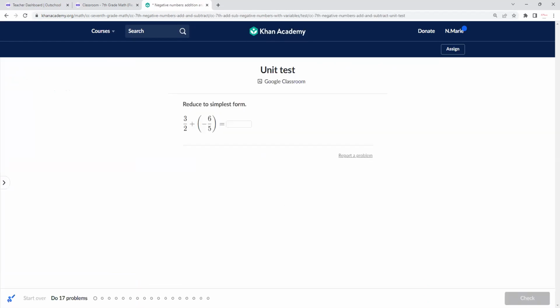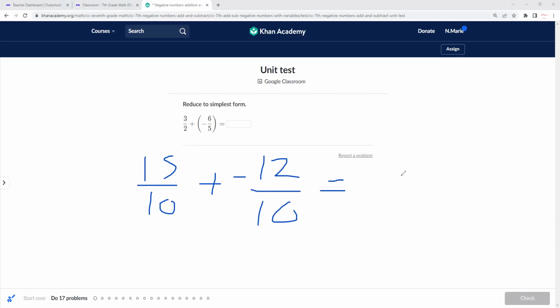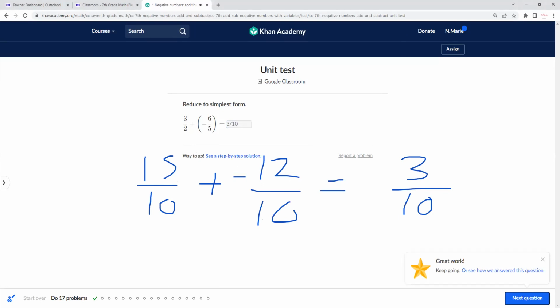So you should already know how to add fractions. So here I have two fractions added together. I need to make them have common denominators. I'm going to multiply the first fraction by 5. I get 15/10. I'm going to multiply the second fraction by 2. I get -12/10, and then I add them together. 15 plus -12 is 3. That's basically 15 minus 12. And then the denominator stays the same. I would simplify it if I could. So you will see fractions and integers with those.